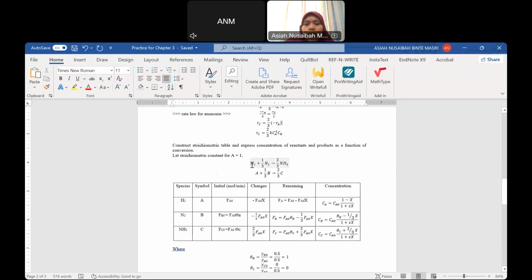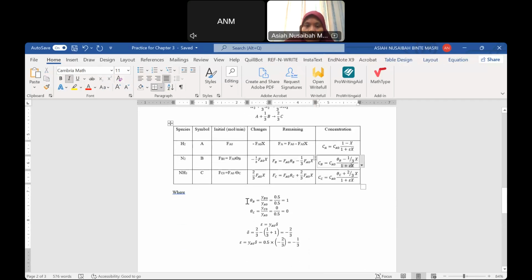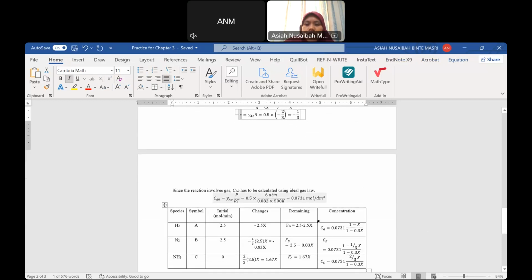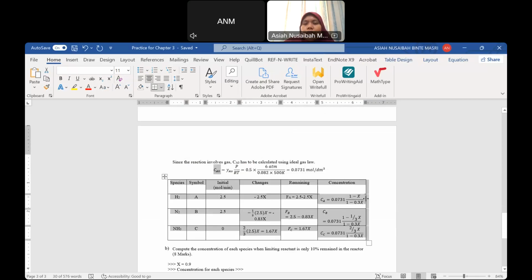You change the chemical equation where you divide by the stoichiometric coefficient of the limiting reactant. So you have this new chemical equation. This will ease you in tabulating the stoichiometric table. Then you complete the stoichiometric table. This won't be so hard. Find all the constants that you can solve. So you find theta B, theta C, delta, then you solve for epsilon. And don't forget, since it's a gas, you find the Ca naught. Solve all the information, and you get your new table, except for X, so it becomes like an equation.